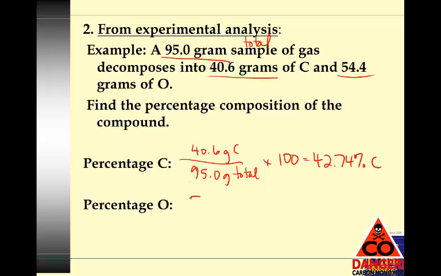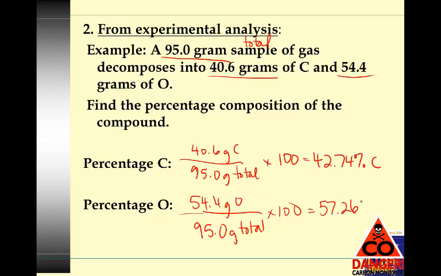Percent oxygen? Well, there's 54.4 grams of oxygen over your 95.0 grams total. All right. We don't know the chemical formula. That's why I'm not writing a chemical formula there. And you get 57.26% oxygen. So wait a second.